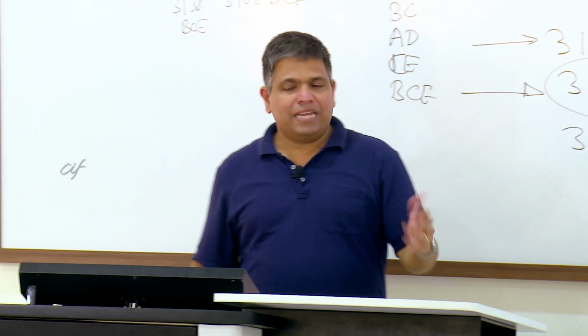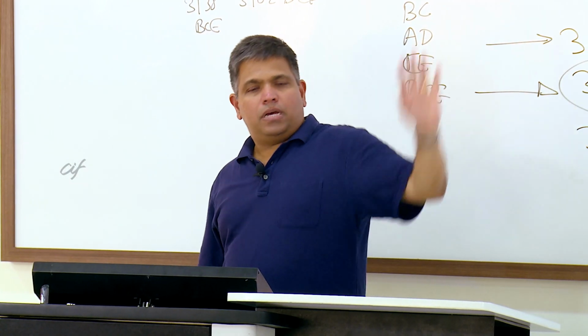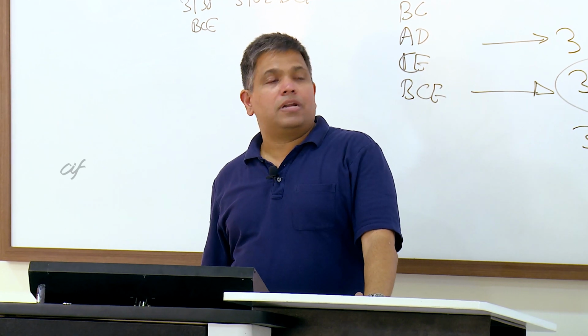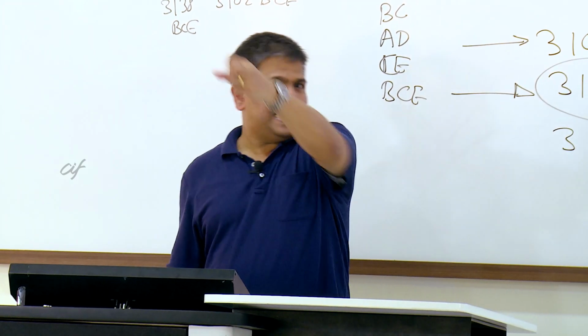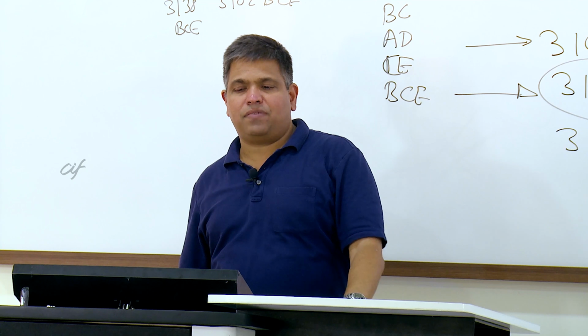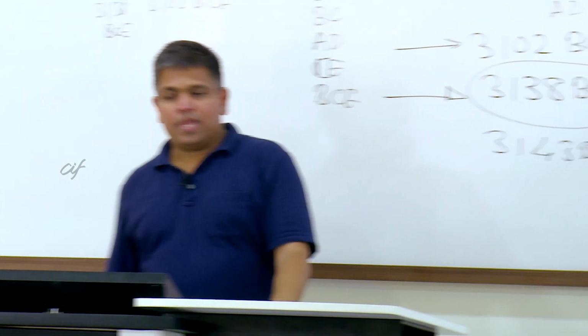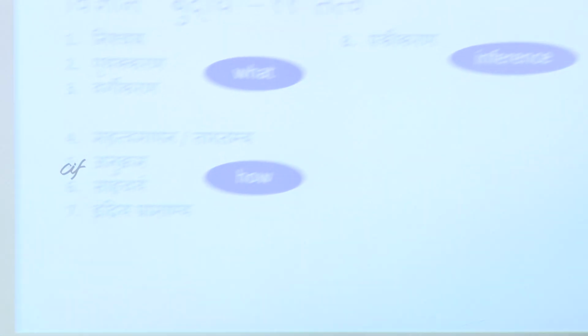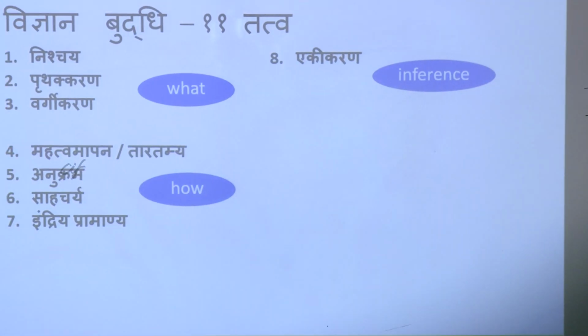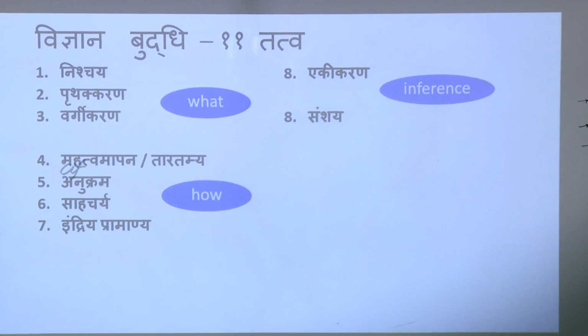So, quickly, the 11 elements of Vijnana Buddhi. We looked at Prithakkaran and Vargikaran, if you remember: extraction, separation, and then classification. We are going to look quickly at a few examples of how. Then bringing it all together, you can call it unification, the final conclusion. And you know what? This is very important.